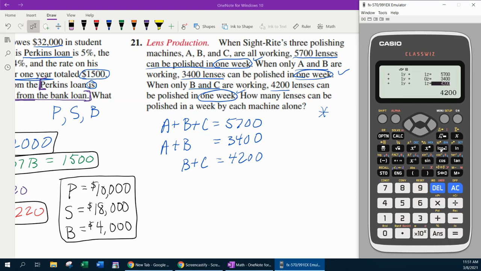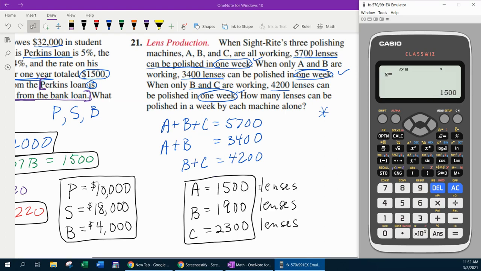So as long as I input all of this correctly and set it up correctly, this should produce the correct answer for how many lenses machine A can polish, how many lenses machine B can polish, and how many lenses machine C can polish. Okay, now that I have that written down, again, X is A, 1,500 lenses. Y is B, 1,900 lenses. Z is C, 2,300 lenses.